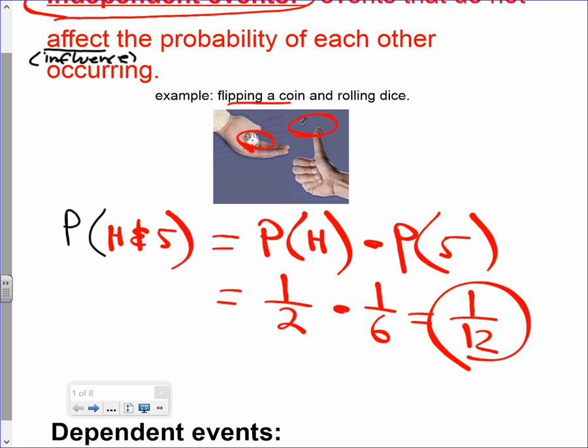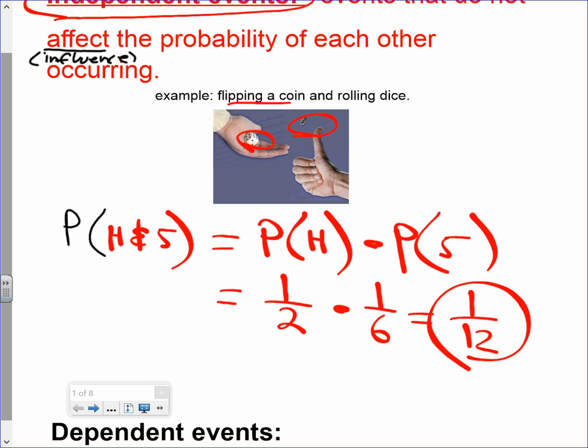You flipping a coin and getting a head and then rolling a 5 on a die will happen 1 out of every 12 times on average. It'll typically happen 1 out of every 12 times. So this is how we figure out independent events: something and then something else, if they don't care for each other.